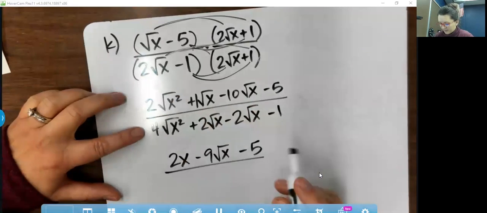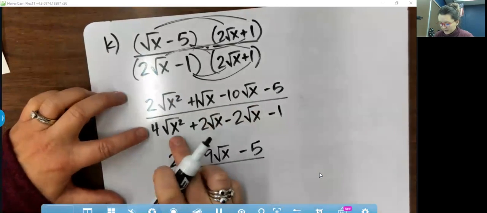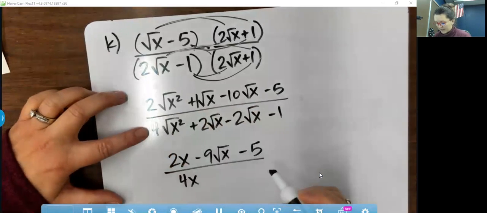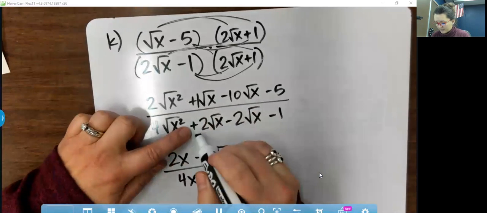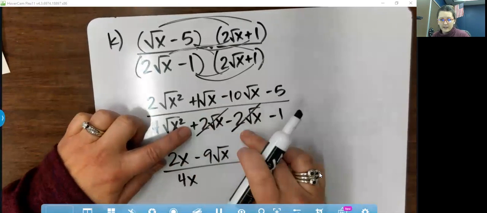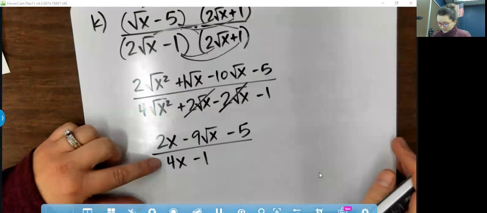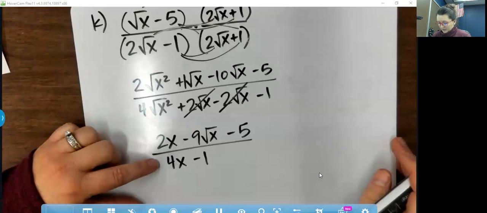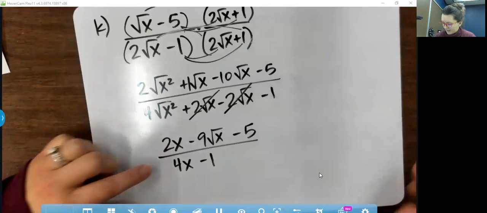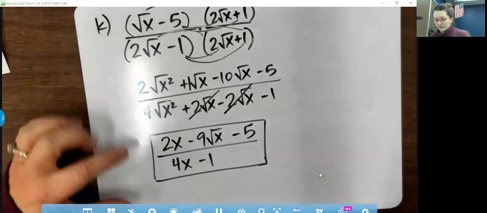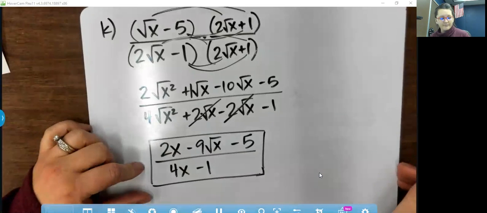In the denominator, same thing as the numerator, this square root of x squared is just x. So I have a 4 times x. This is great. This is what we wanted our conjugates to do, is to cancel that out. And I have a negative 1. I'm looking at it to see if I can do anything in simplifying, and it looks like it's probably not going to happen. So I'm just going to leave it like this, and that looks pretty good. Same value, just looks different, right?